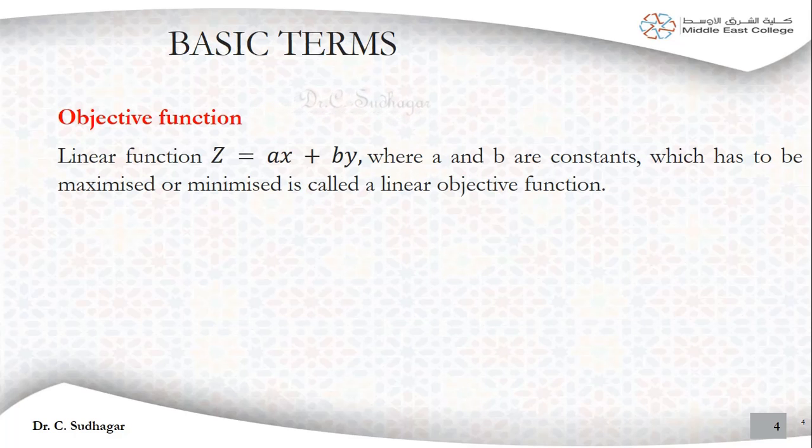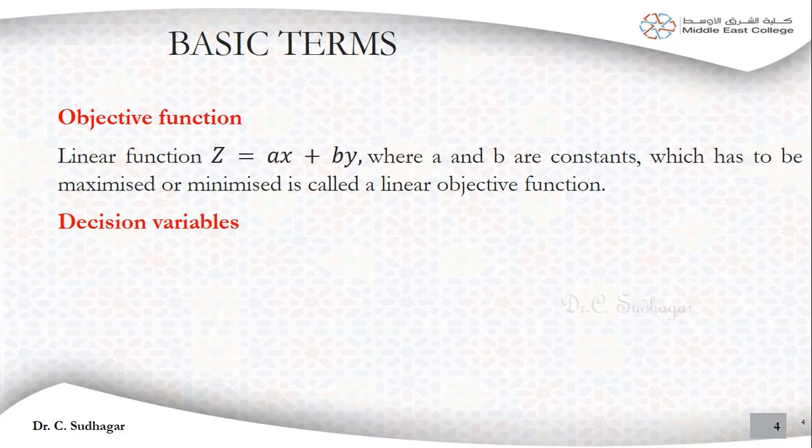So objective means what is our aim. So aim is to get the maximum or minimum. If you are talking in terms of a profit, the company should maximize the profit. If you are talking in terms of the expenditure of a company, you should minimize the expenditure of a company. Okay, so that is called the objective function. Maximize or minimize is called the objective.